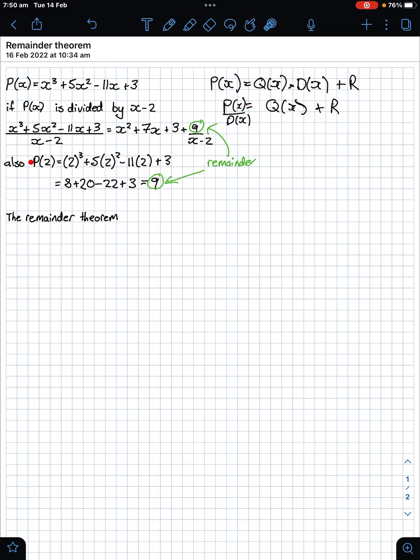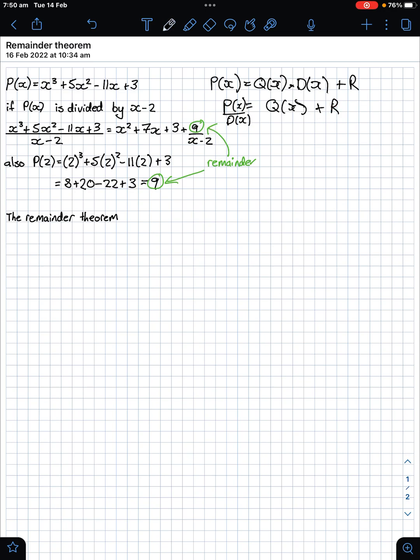Now, if we just put 2 in here, you'll notice that x minus 2, if we put 2 in there, this thing would be 0. But if we put 2 into our polynomial, we actually get out our remainder. All right, so that's the remainder value we get in here. So this is pretty much what the remainder is.